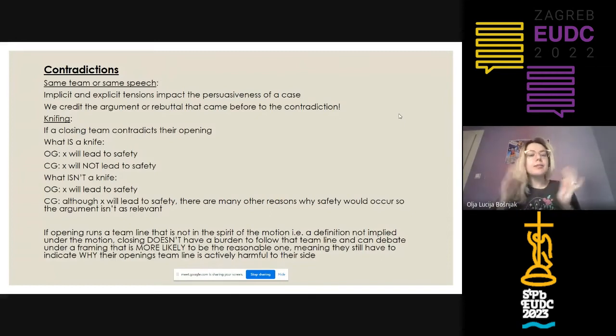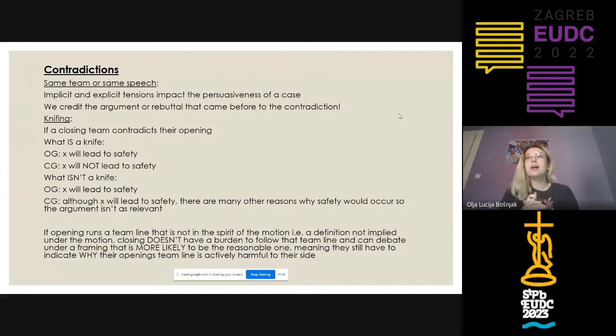But also, if there is an instance in which closing is taking a slightly different approach to a round or a framing, I think they do have a burden to prove it, if it's not something that their opening relied on. It's just more likely for their new world or new framing to be a more reasonable one. So they still have a burden to indicate why their opening steam line was actively harmful to their side.